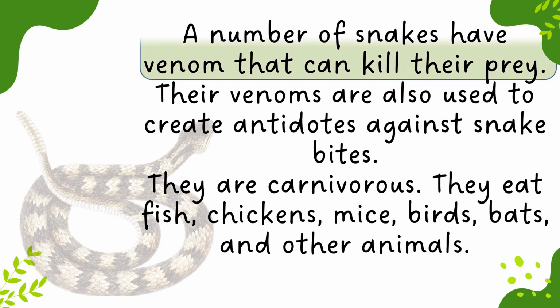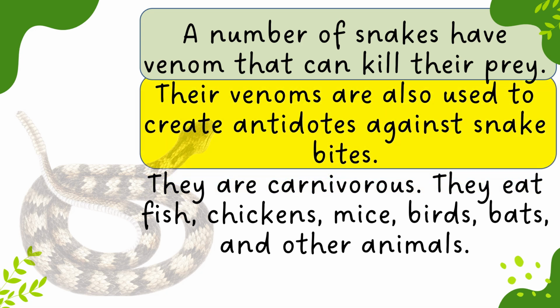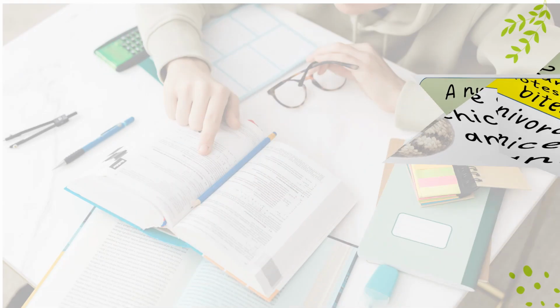So what's your answer? Okay, a number of snakes have venom that can kill their prey. So meaning to say, their venoms are poisonous because they can kill their prey. This is their weapon for them to protect themselves. Another one is their venoms are also used to create antidotes against snake bites. Okay.